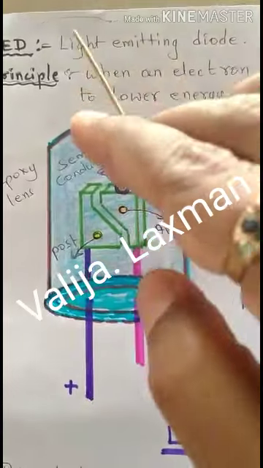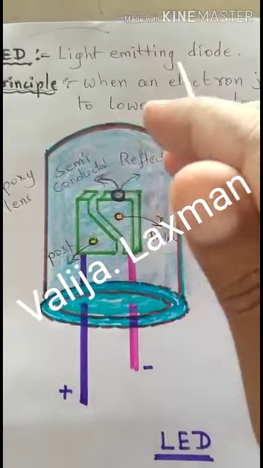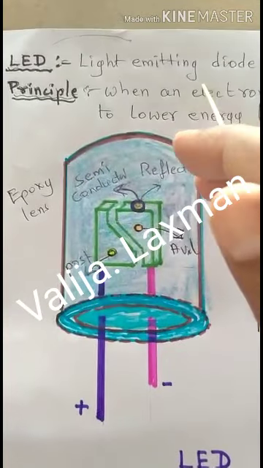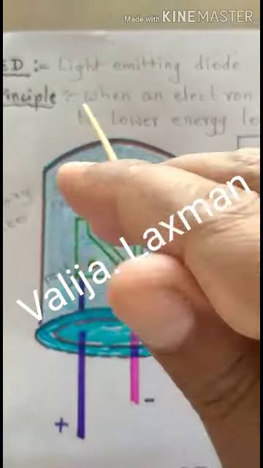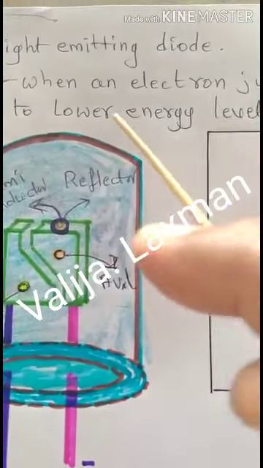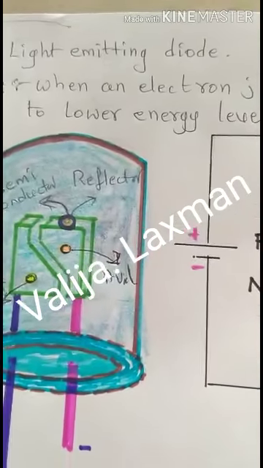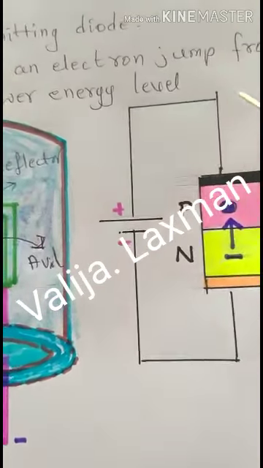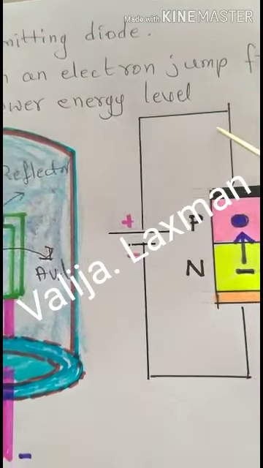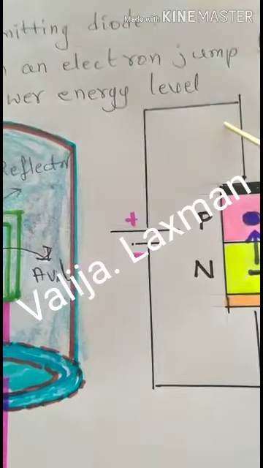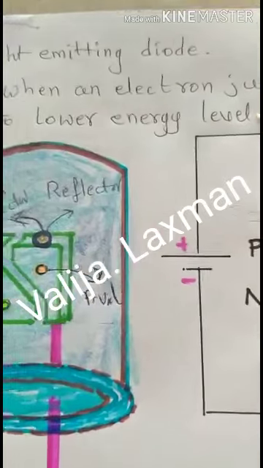So first of all, LED means the light emitting diode, and if we go to the working principle of the LED, when an electron jumps from a higher energy level to a lower energy level, then the energy is released in the form of light. This is the working principle of the LED.